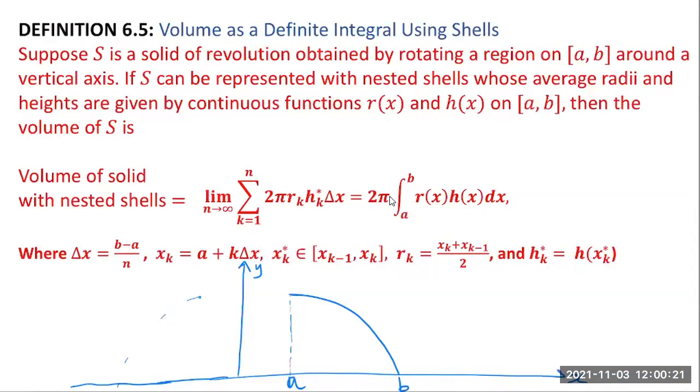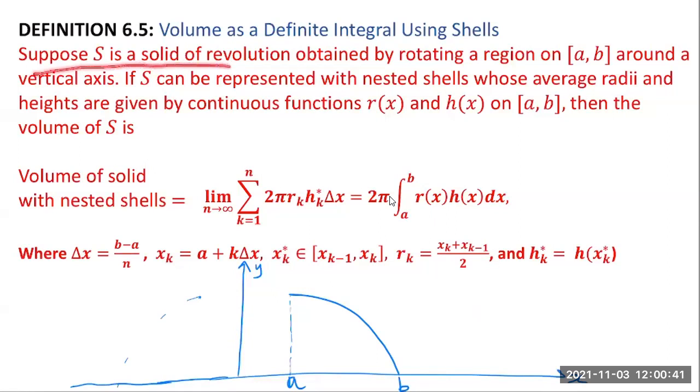Next, I want to formally define the idea that we used in the previous example. We need to find a way to find the exact volume of an object using that shell method. So let's go over this definition. Definition 6.5.